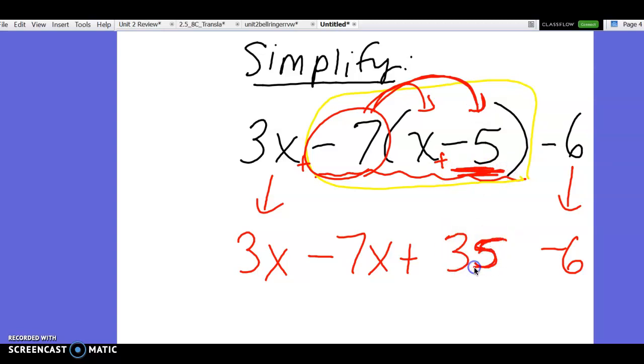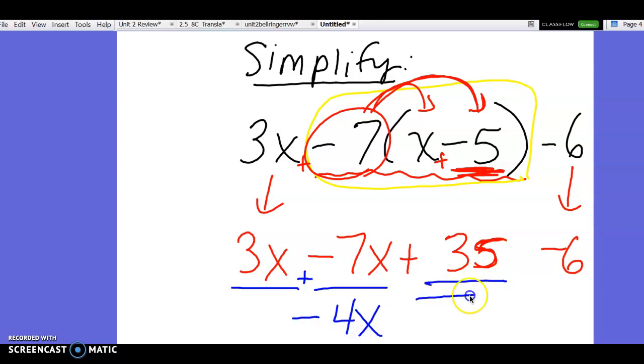So where people tend to make mistakes on these problems is with the negative signs. If you make a mistake on your negative sign, your answer will be wrong. Now I combine like terms. 3x and a -7x. Again, put a plus sign in front of that subtraction sign if you need to. That would be -4x. And then a +35 and -6, or 35 minus 6, would be a +29.